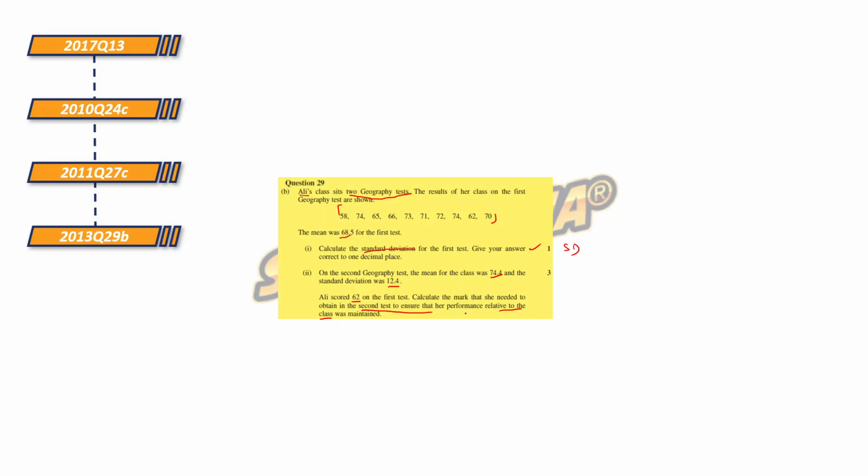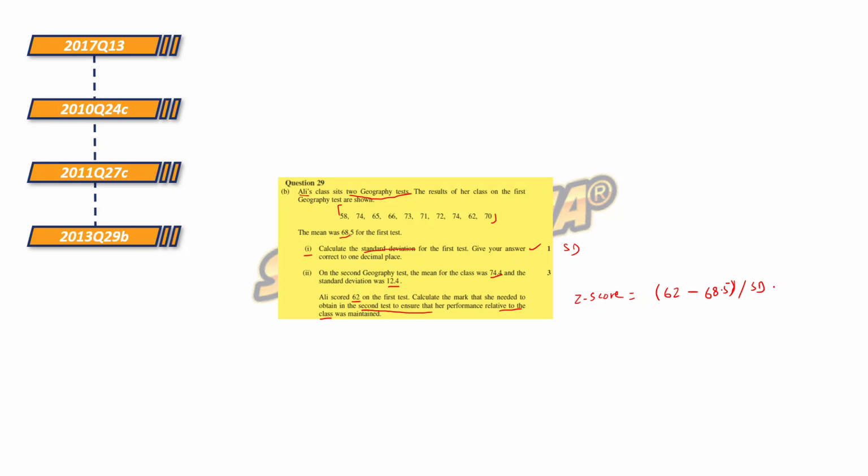So from this you need to figure that out. From the sentence you need to figure out that it's asking about the z-score. So what's really asking is that you calculate the z-score of the first test. First test z-score would be 62, this is the test score, minus the mean. Mean is 68.5. And you divide it by the standard deviation, which you would have calculated in the first part.